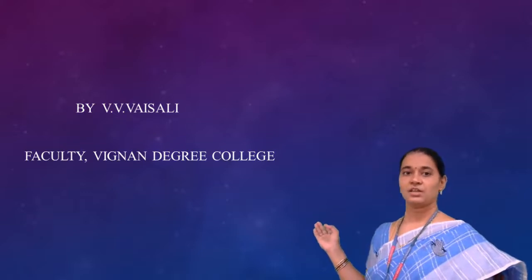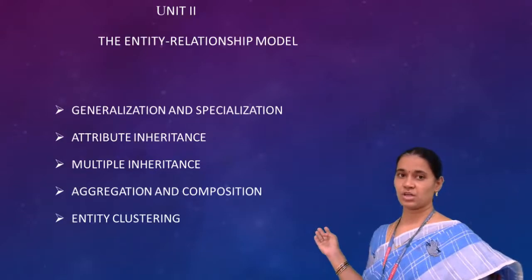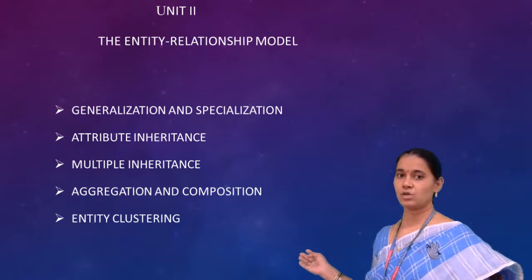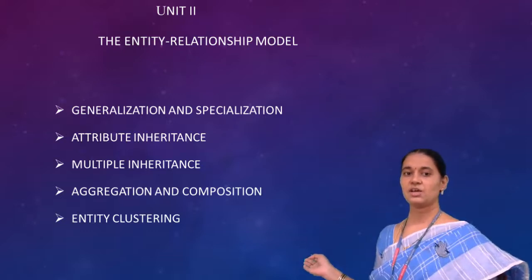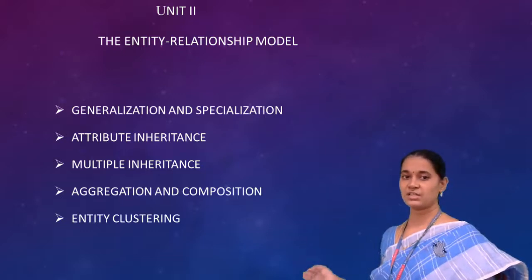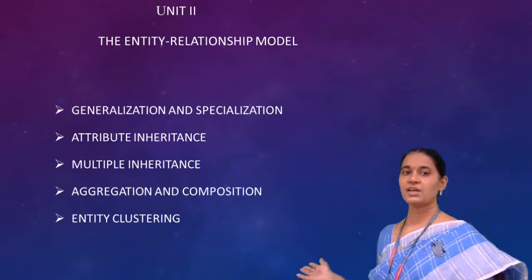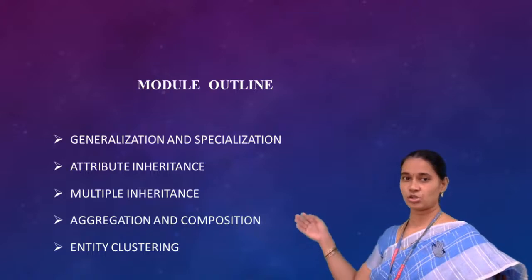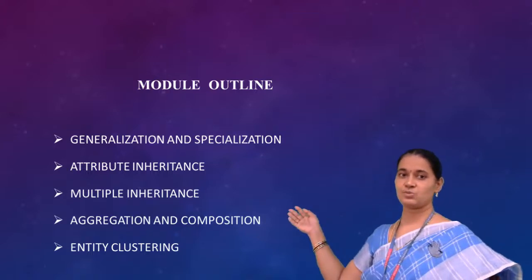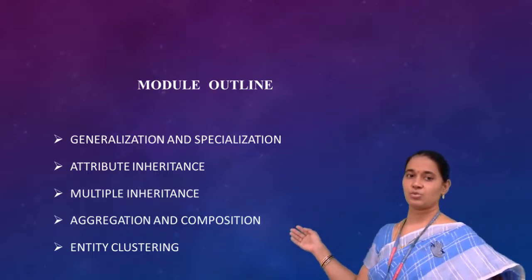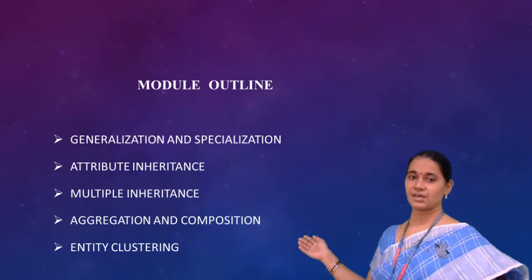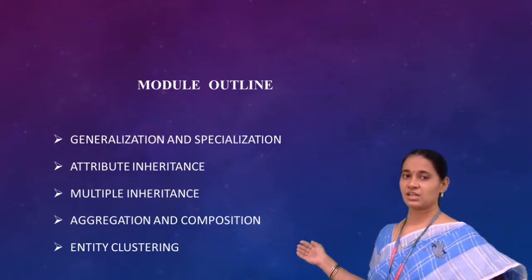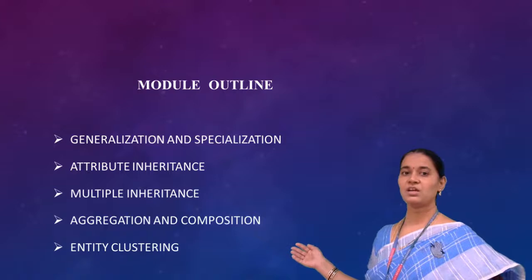In today's module I am going to discuss the second unit, Entity Relationship Data Model, in which the topics include generalization, specialization, attribute inheritance, multiple inheritance, aggregation, composition and entity clustering. Let us now discuss each one in detail. The module outline would be like this: generalization, specialization, inheritance, multiple inheritance, attribute inheritance, aggregation, composition and entity clustering. Now let us discuss them one by one in detail.